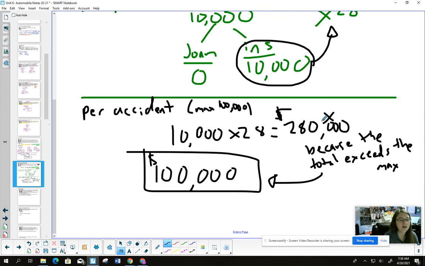This is our answer because yes, on a per person level, it looks like each person would be covered. But on the total accident level, nope. They'd only pay $100,000. And what that means is Joan's going to be responsible for the rest. $180,000 she would be responsible for and be hounded for and possibly have to declare bankruptcy for if she can't afford to pay that back.